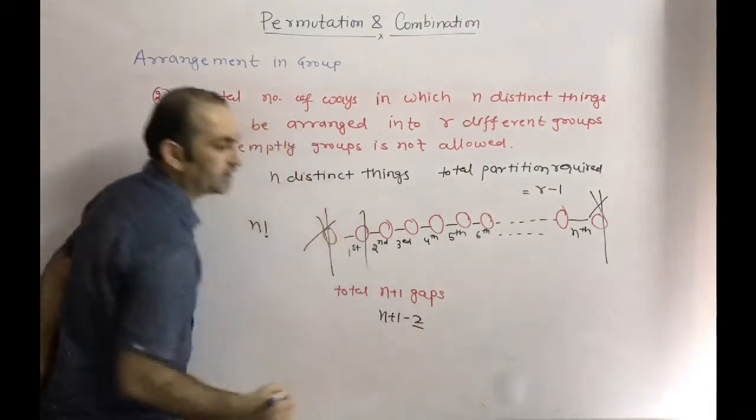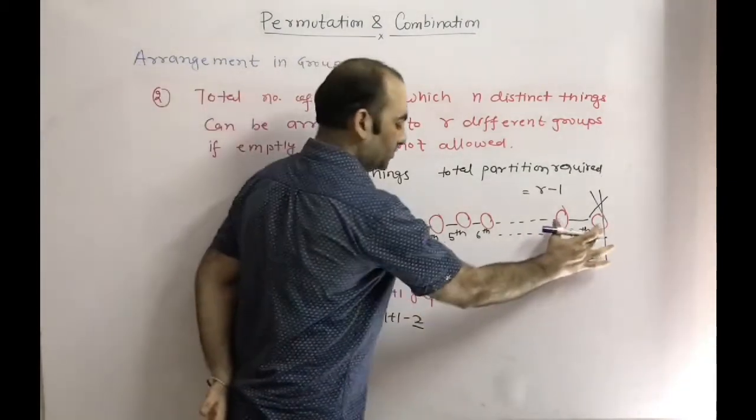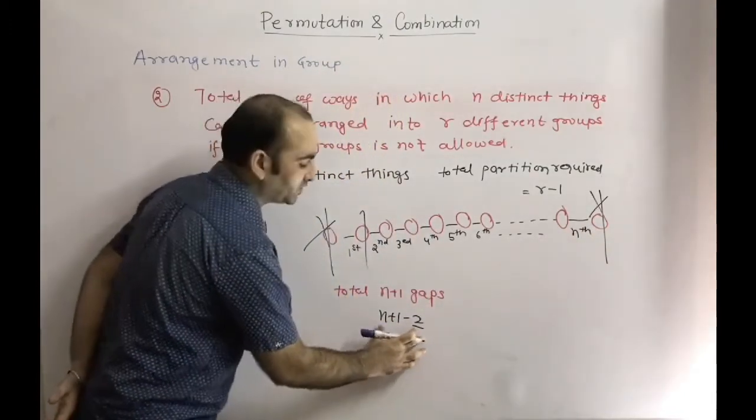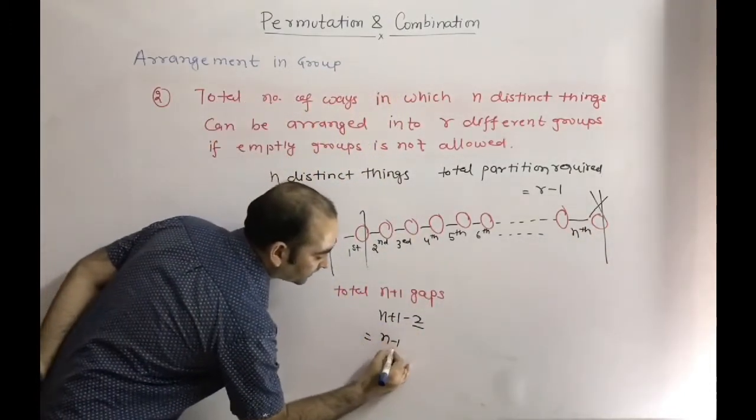We have neglected two gaps, the first and last gap. So the remaining is n plus 1 minus 2. So what is remaining? n minus 1.